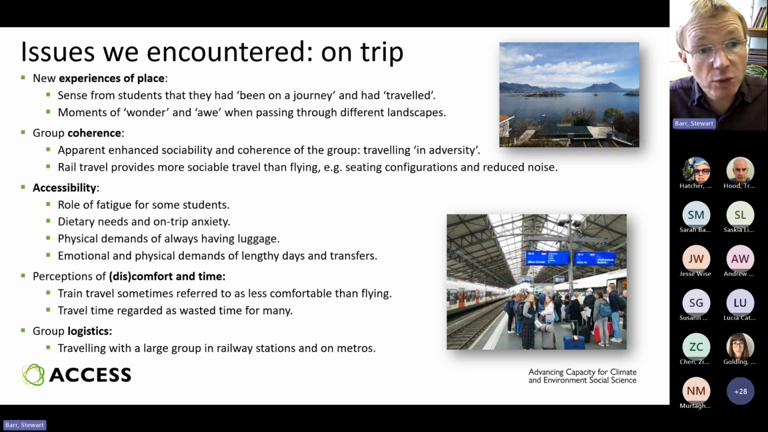There were issues associated with dietary needs and anxieties around where it might be possible to pick up things like gluten-free or lactose-free snacks, which are probably better catered for in international airports than they might be in local railway stations. Some students, again, the ones with chronic fatigue syndrome, highlighted the demands of always having your luggage with you.